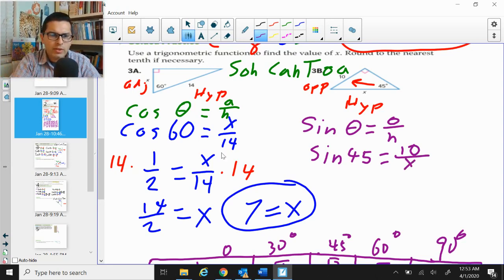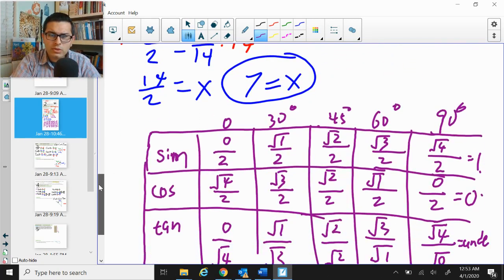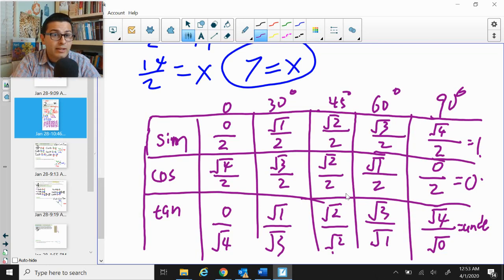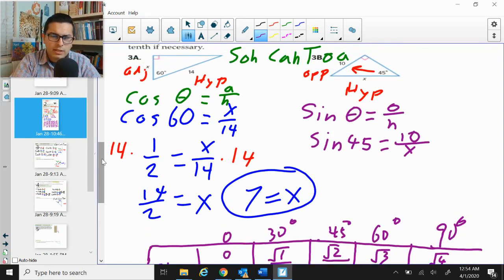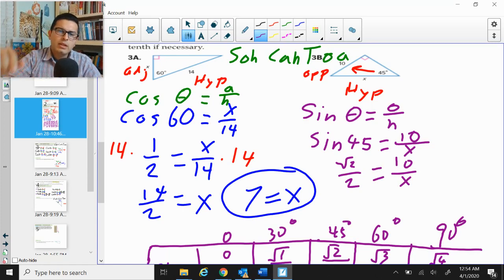Now, let's see. Sine of 45 has an actual value to it. So let's scroll down here and see what sine of 45 is. Sine of 45 equals square root of 2 over 2. So let's use square root of 2 over 2. That's what this is going to equal. Square root of 2 over 2 is going to equal 10 over x.